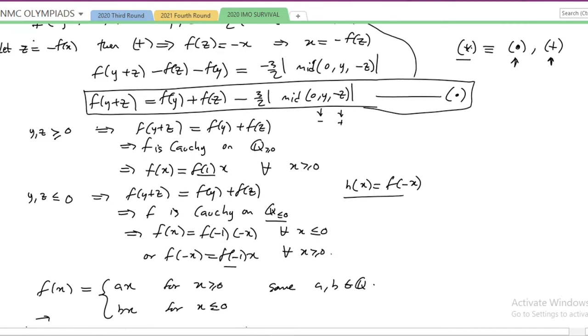And meanwhile for dot, we already had two cases, so if they are of the same sign, that's y and z. So what remains is to check the cases where y and z are of different signs. So let's see.